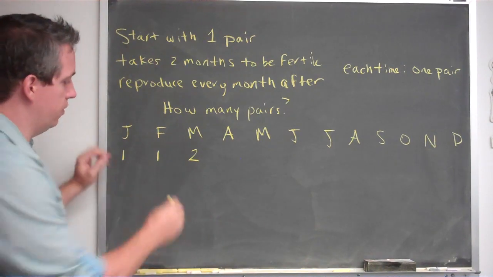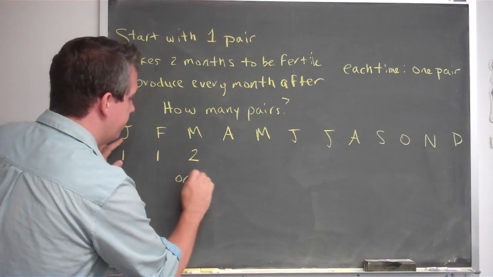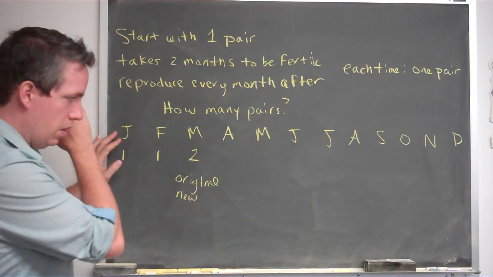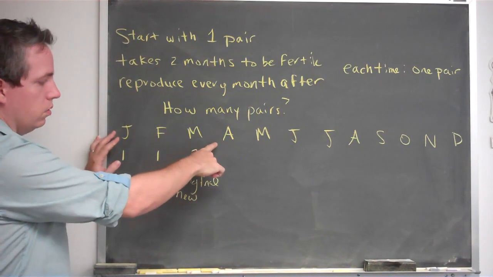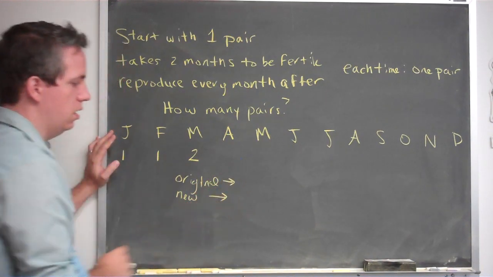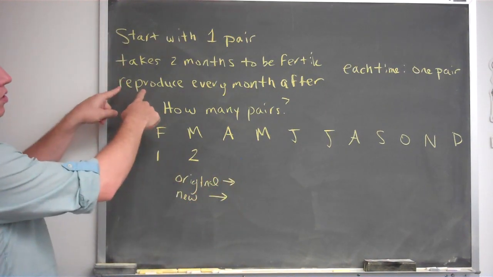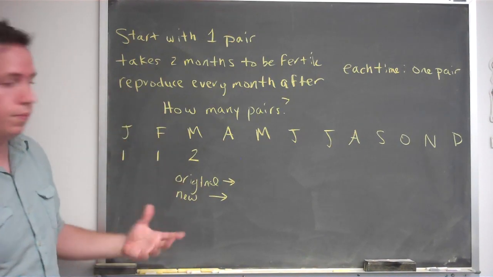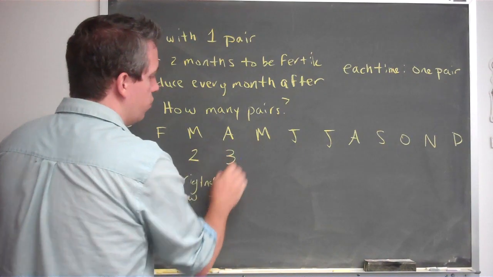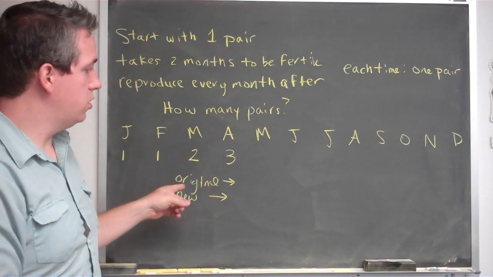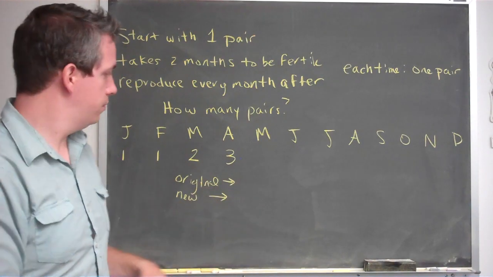So here's where it gets a little bit funky. So we have the original pair, and we have the new pair. In April, we have the original pair still, they'll still be here. We have the new pair. But the original pair, because they reproduce every month after, is going to have another pair. So there's going to be a new pair. And so all together there will be three pairs. So the original pair, the pair born in March, and a new pair born in April.